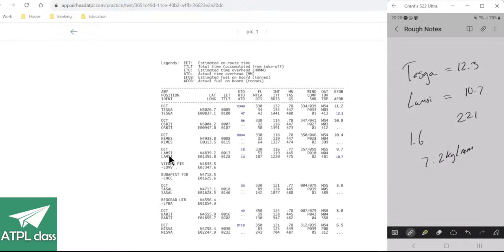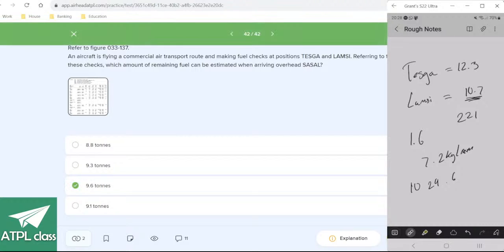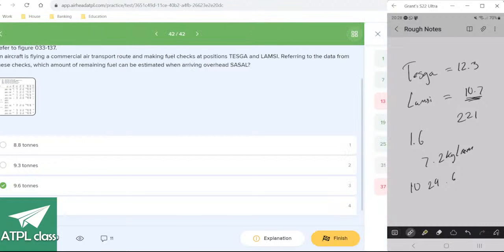And then the next distance from Lamsey, remaining distance is these ones to Sasal. 1220 minus 1077 is 143, burning 7.2. So 7.2 times 143 equals 1029.6. So we expect to burn another 1,000 kilograms off this. So let's call it 9.7. 9.6. Yeah.